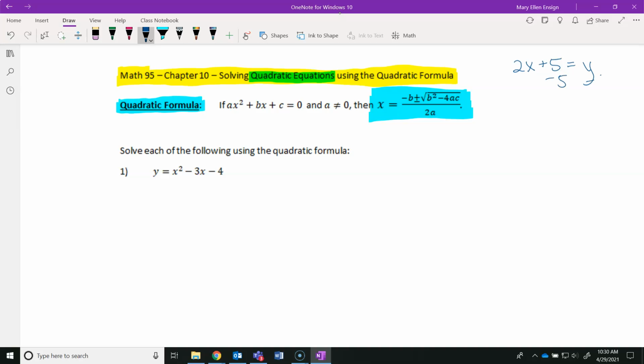Well, I would subtract my 5 from both sides. I'd get 2x equals y minus 5. And I would divide by 2, and I'd get x equals y minus 5 over 2. Okay, and that kind of looks like a mess, but it's got an x all by itself. That's essentially what this is from.